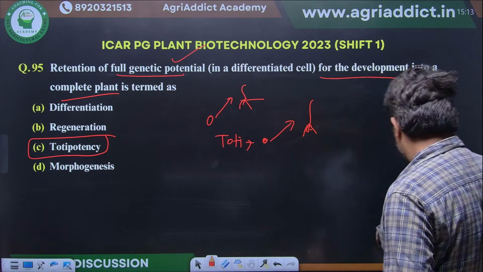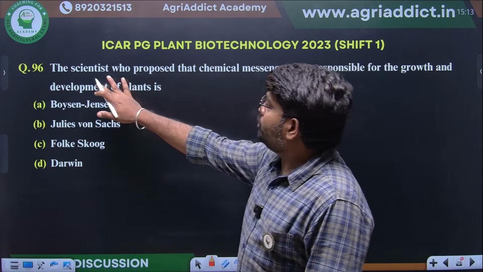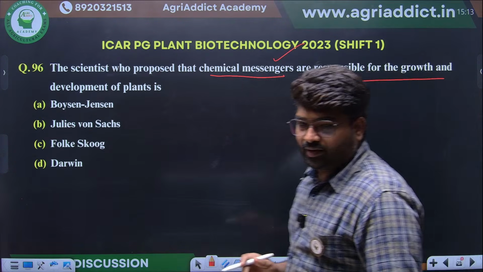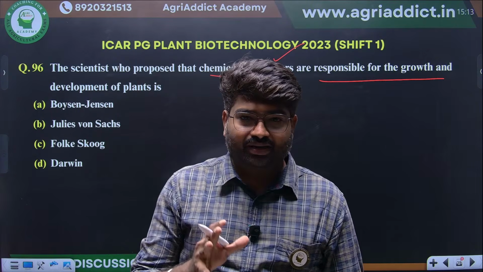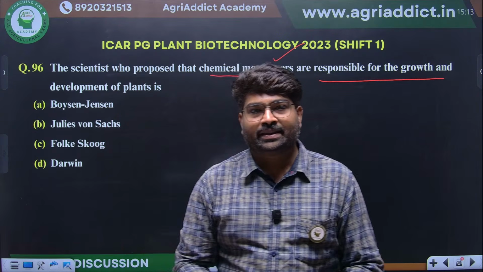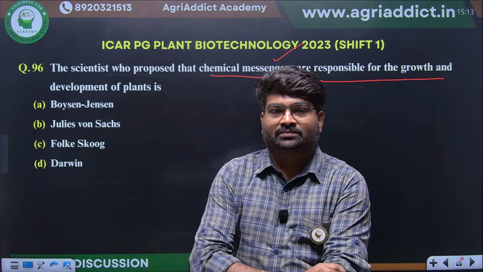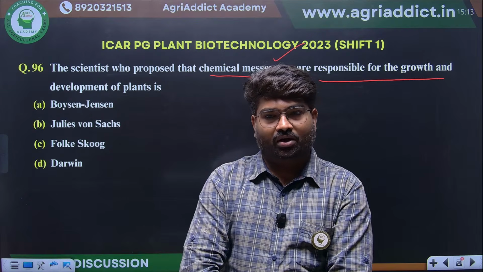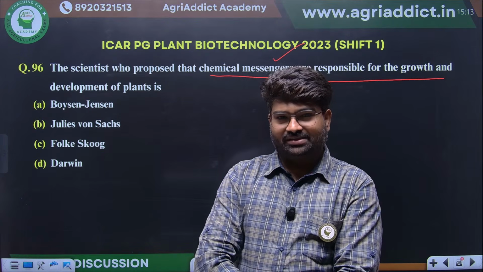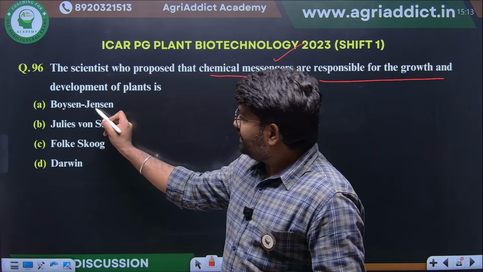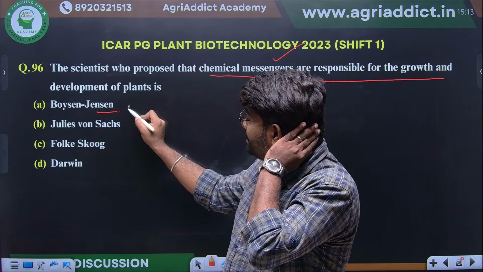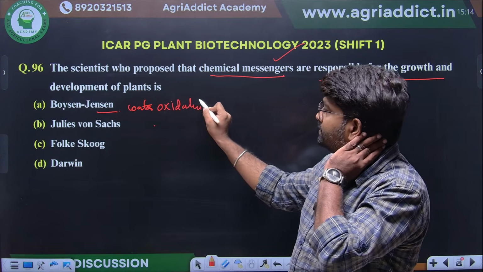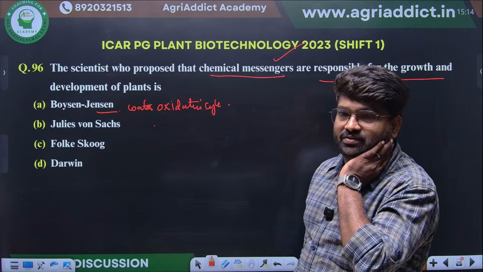Yes, done. Next, the scientist who proposed that chemical messengers are responsible for growth and development of plants. For growth and development of plants, chemical messengers are required. Which scientist has proposed this? Boysen-Jensen, Julius von Sachs, Skoog, or Darwin? Boysen-Jensen, I think, gave the water oxidation cycle, which we can also say is oxidation of water.